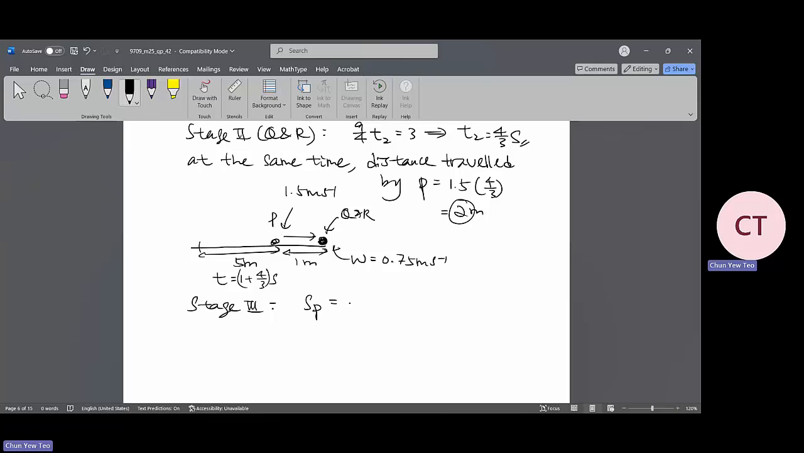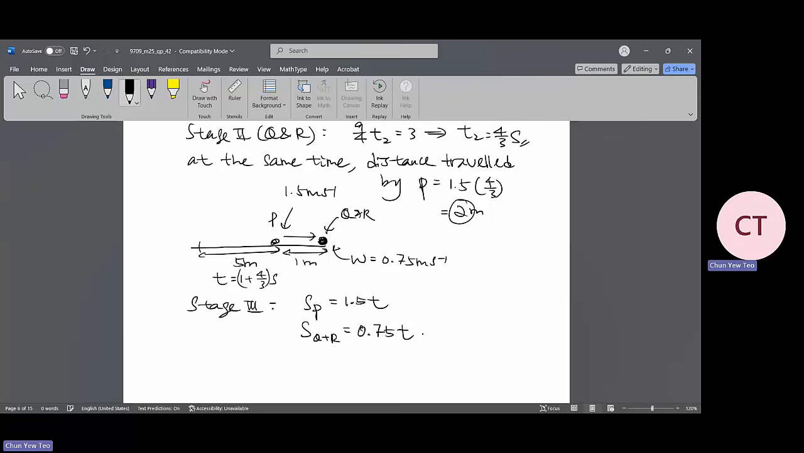What is the displacement of P? I will be using the formula ut plus half at squared. Because it's moving with a constant speed, the floor is smooth, there is no acceleration and no deceleration. The constant speed will be 1.5t. The combined particle Q plus R is also ut plus half at squared. The speed that they give you is not u, actually it is w. W is 0.75t.